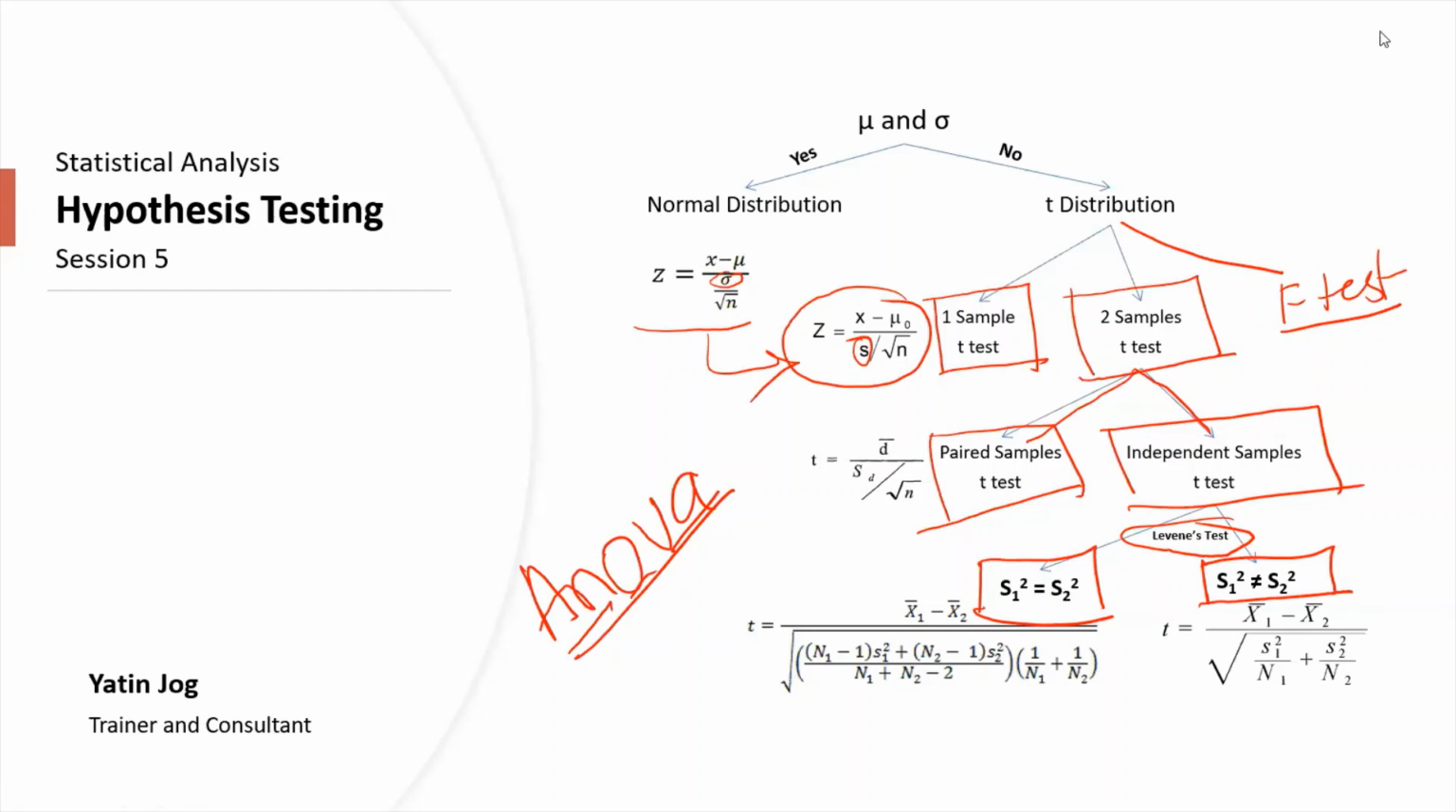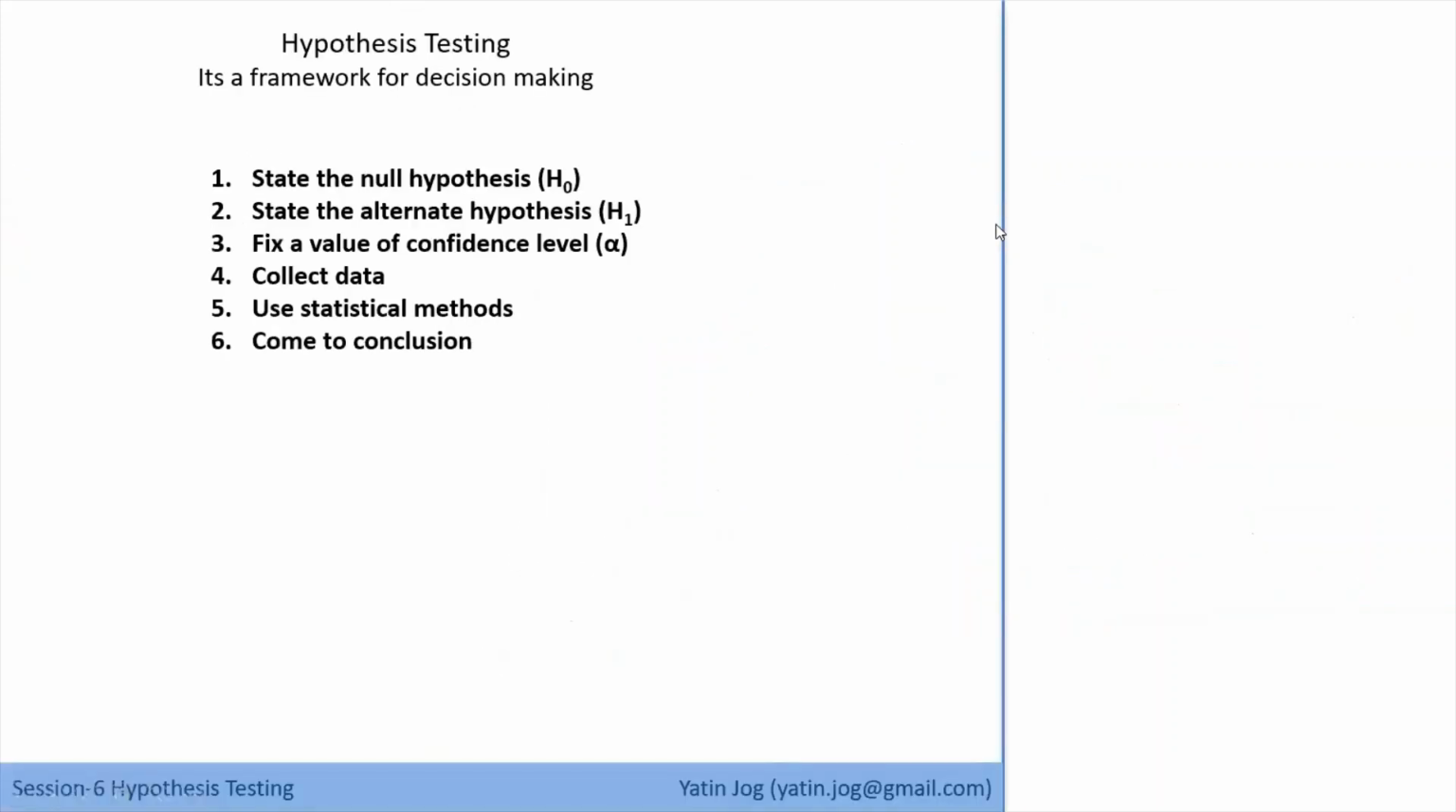When I say hypothesis testing, it is a framework for decision making. Hypothesis testing is nothing but a framework for decision making, and when I say framework, we have a certain process for decision making. Step number 1 says you have to state the null hypothesis first, which is H naught. Then state the alternate hypothesis, H1.